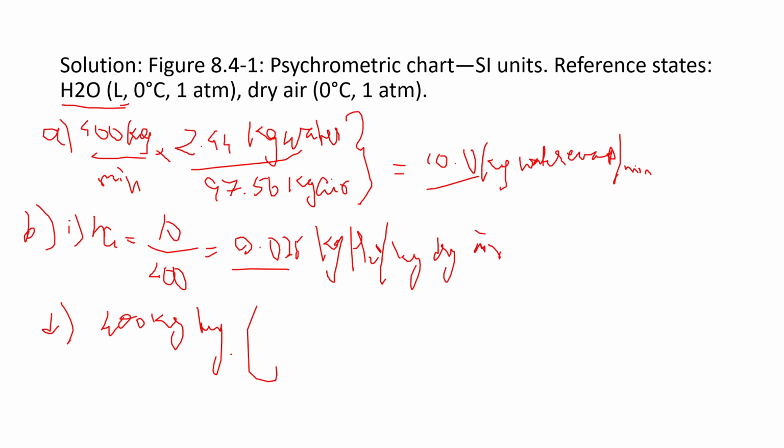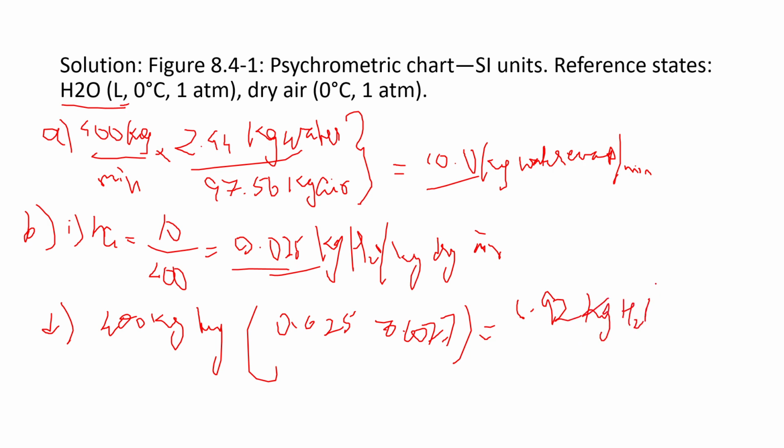So 0.025, which we have found here, minus 0.0077, which is equal to 6.92 kg of H2O per minute condensed.